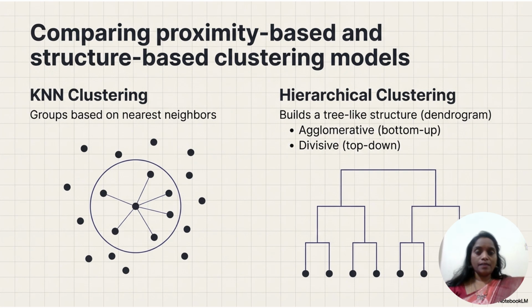Hierarchical clustering builds a hierarchy of clusters. There are two approaches under hierarchical clustering. One is agglomerative clustering, and the other is divisive clustering. Agglomerative clustering starts with the individual points and merges them. Divisive clustering starts with one cluster and divides it into smaller clusters. The result is represented using a dendrogram. You can observe in the slide, towards the right down side, which visualizes the cluster relationships.